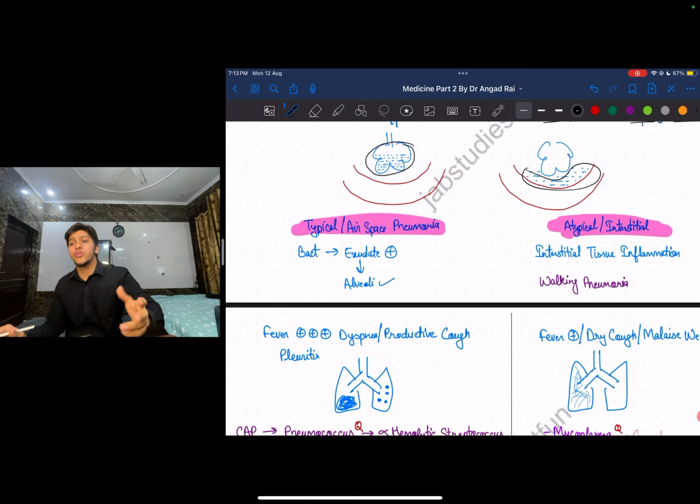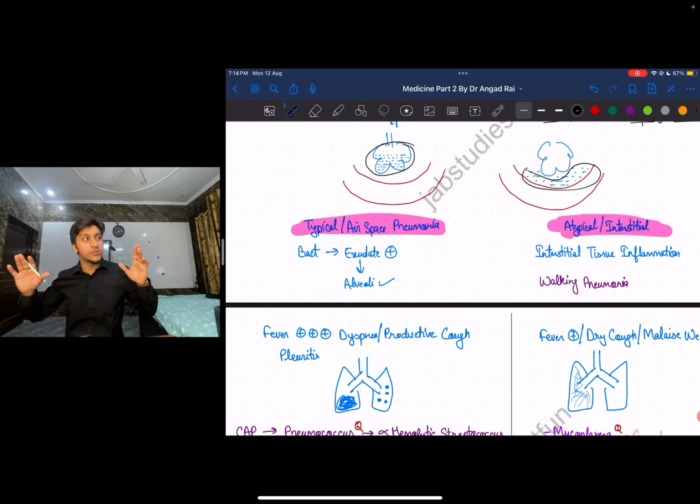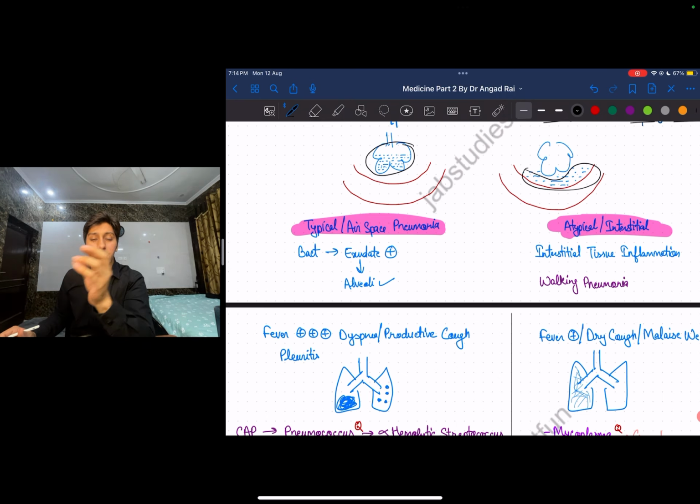Usually in atypical or interstitial pneumonia, the signs are vague, which is why you call it walking pneumonia at times, especially with respect to mycoplasma pneumonia. The patient comes with very vague symptoms, like I just have a mild cough, I just have a mild fever. But when you do an X-ray, there'll be bilateral infiltrates. You will be like, how is this guy so well? He should be literally on the bed. So it is the opposite of what you expect. That is why this is known as walking pneumonia. That is your atypical pneumonia.